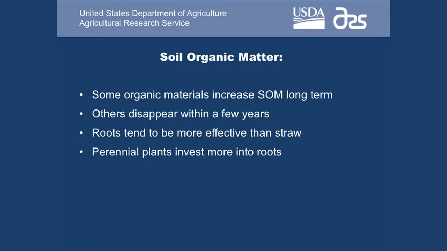Others seem to just disappear really quickly. There's a lot of research on it, but I personally think we haven't made a lot of headway figuring out why. Roots tend to be more effective than straw. The data that I've seen shows that, and the data that I produce shows that. Another thing to consider is that perennial plants tend to invest more in their roots. So roots are pretty effective at increasing soil organic carbon.